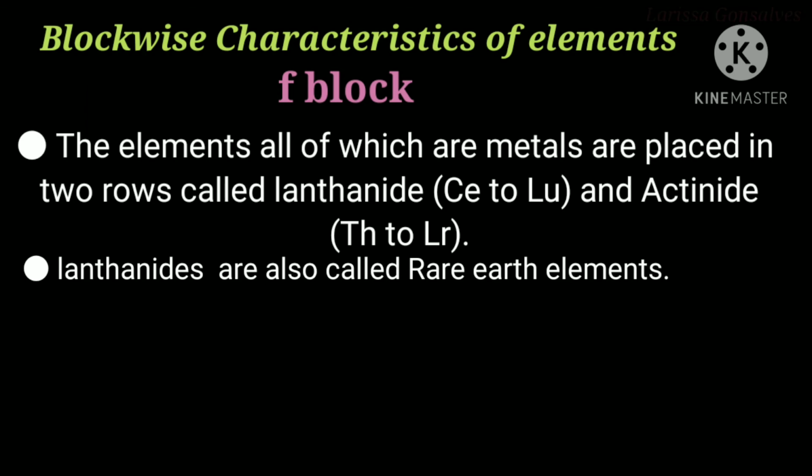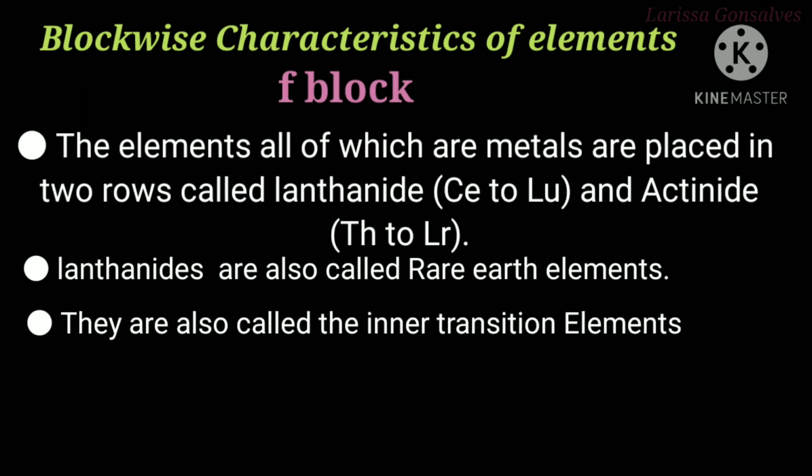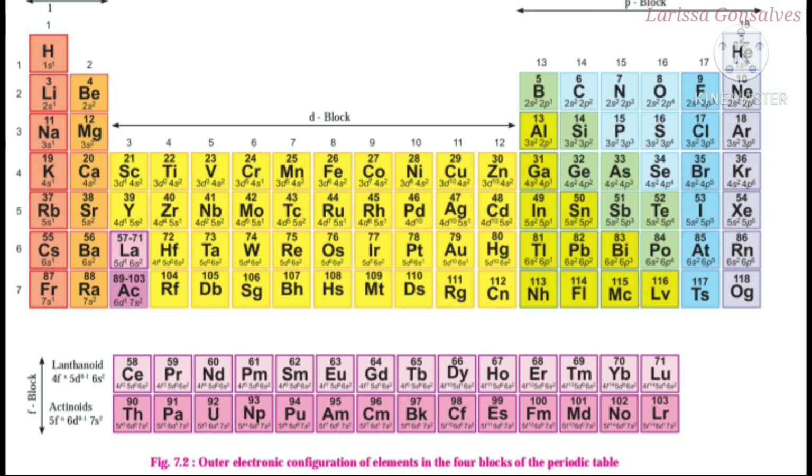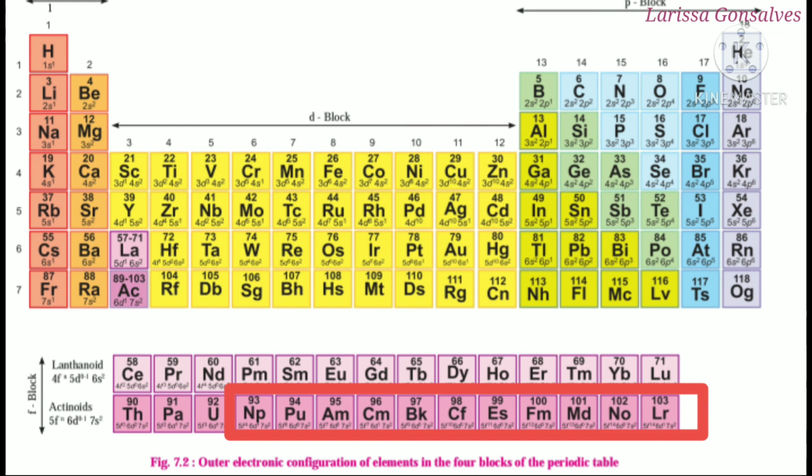The last electron of the elements of this series is filled in the (n-2)f subshell, and therefore they are also called the inner transition elements. These elements have similar properties within each series. The actinide elements beyond atomic number 92, uranium, are called the transuranium elements, and all the transuranium elements are man-made and radioactive in nature.